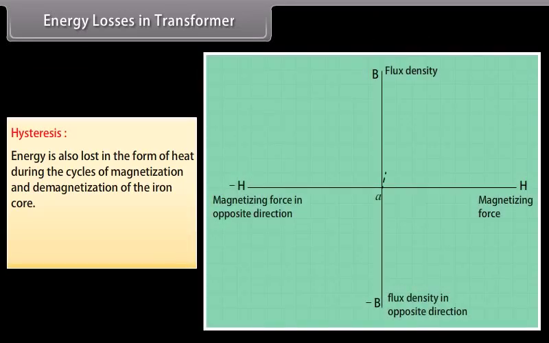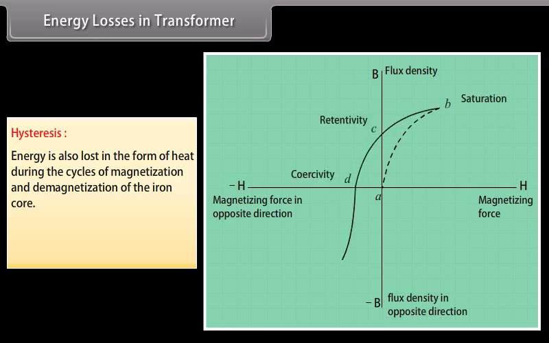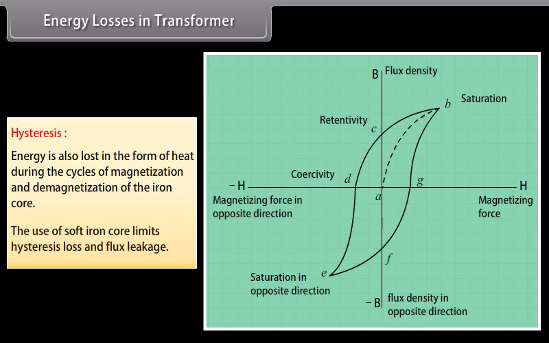Hysteresis: energy is also lost in the form of heat during the cycles of magnetization and demagnetization of the iron core. This loss can be minimized by using core material having a narrow hysteresis loop. The use of soft iron core limits hysteresis loss and flux leakage.